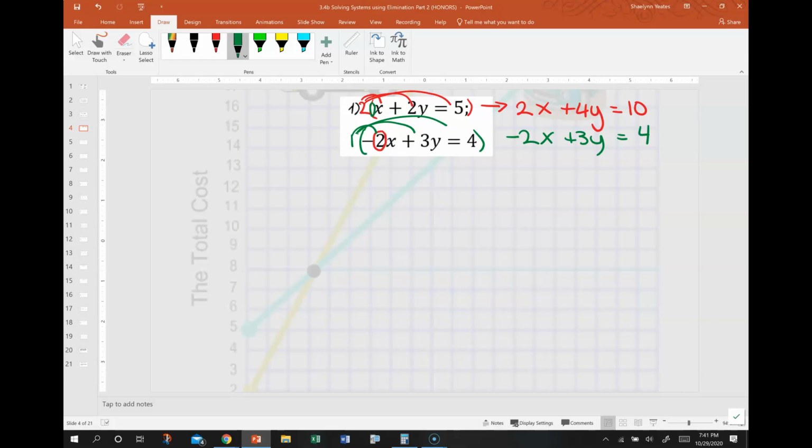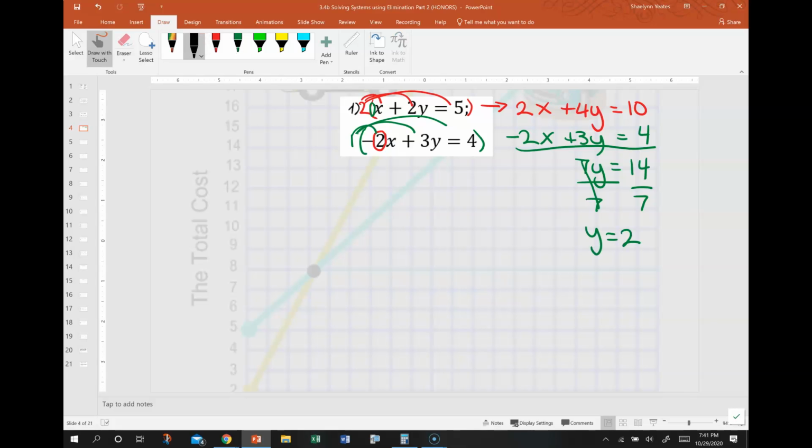So from here you'll notice we can already just add them. So I've got 2x minus 2x, that's 0. 4y plus 3y, well that's 7y. And 10 plus 4 is 14. From here I would divide both sides by 7, and I end up with y equals 2.